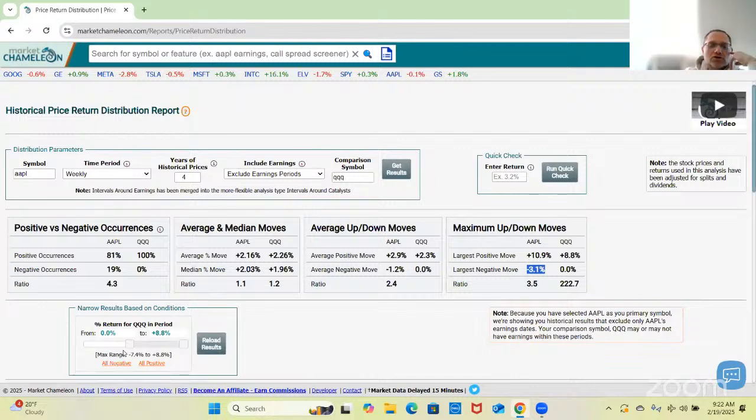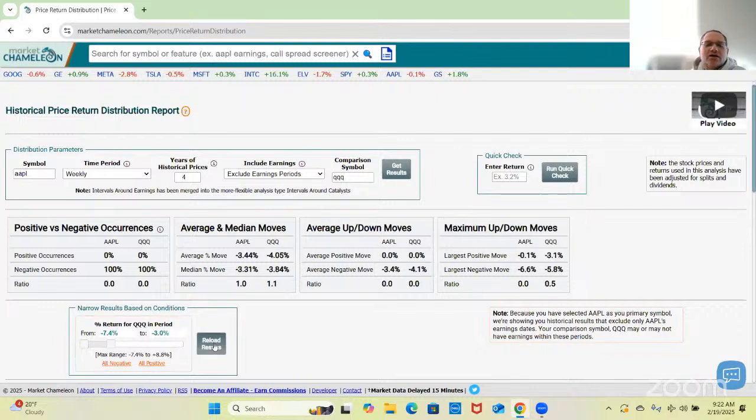I'm going to go here and let's look at QQQ when it was down more than 3%. Okay. So this is what I'm doing. You see this slider here? This is looking at historical periods where QQQ was down for the week. The most extreme here was negative 7.4% to negative 3%. Okay. I'm going to change that.